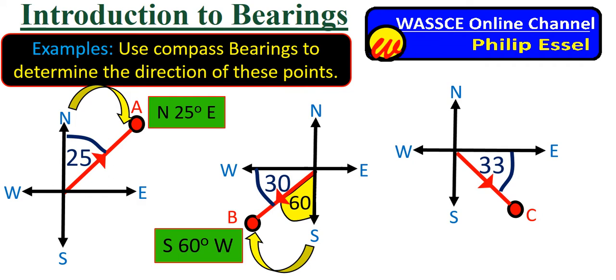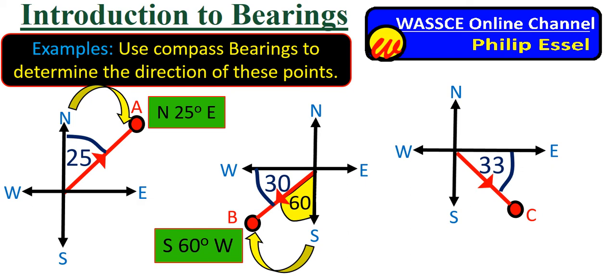Let's look at our final example. The point C is located between the south and the east pole. So clearly, it is at the position southeast. In this case also, the angle given to us, the 33 degrees, is between the point C and the east pole. We cannot use the east pole as a reference point. Our reference point should be the south pole or the north pole. In this case, we are using the south pole.